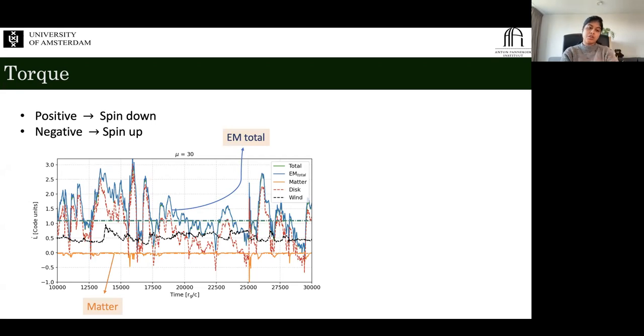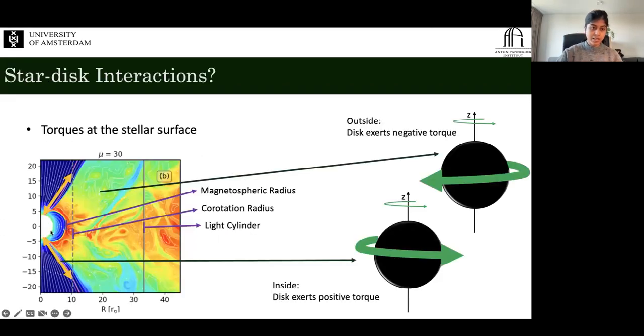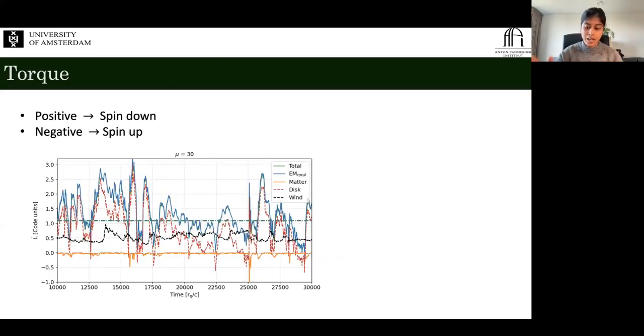And this matter torque contributes almost 1% of the total torque. This is all in agreement with what people found before me as well. So the total torque is always spin down in this case, and most of the spin down is coming from the electromagnetic fields. Now the question is, why is that? Ideally, from a theoretical point of view, in the nicely channeled accretion regime with a magnetospheric radius smaller than the co-rotation radius, you would expect to spin up the star. But this is not really happening here.